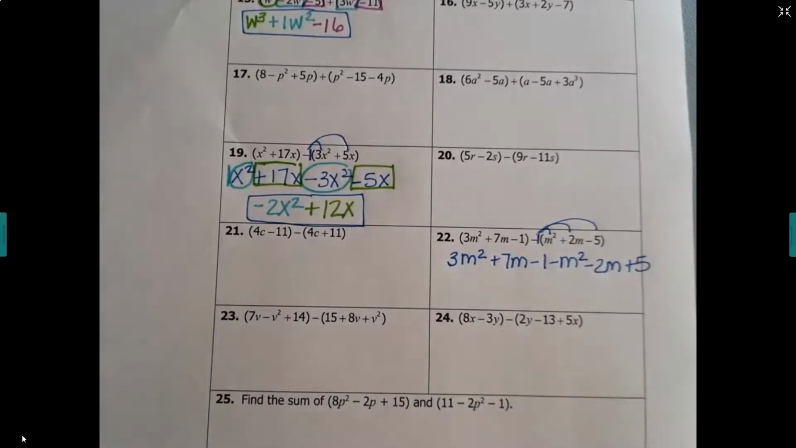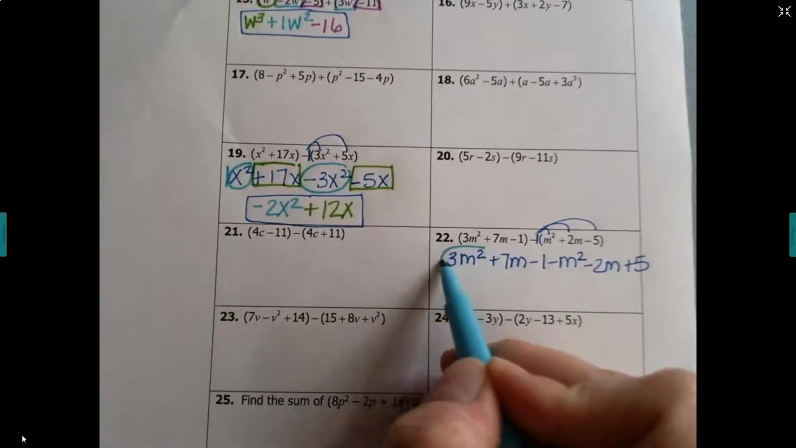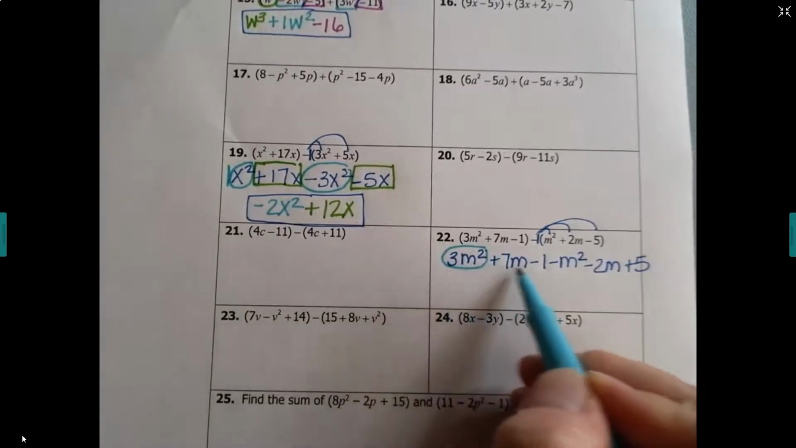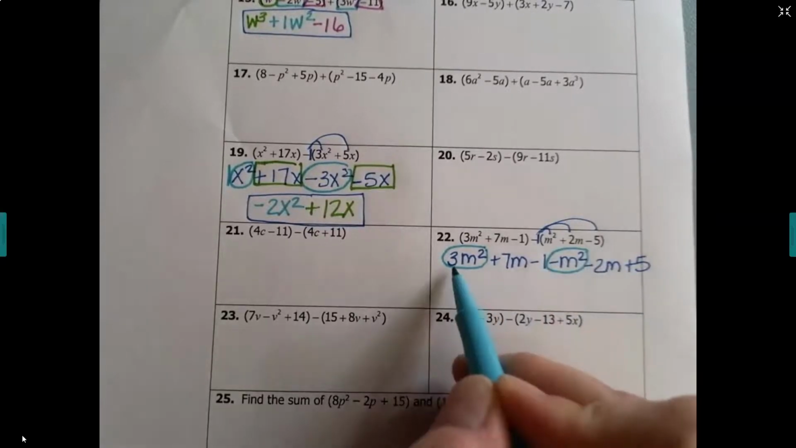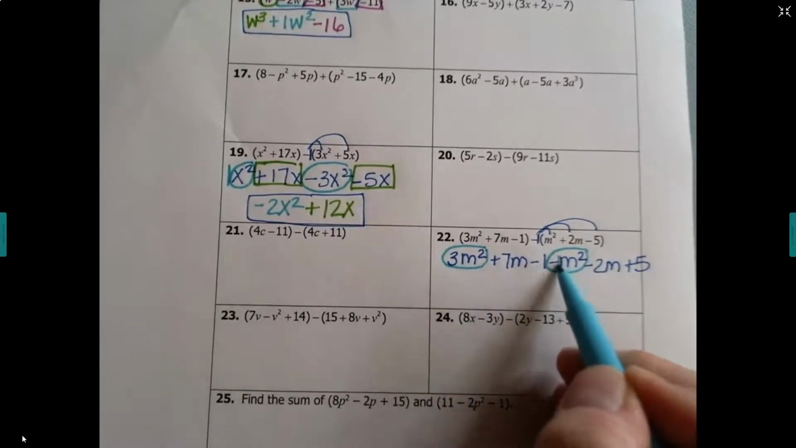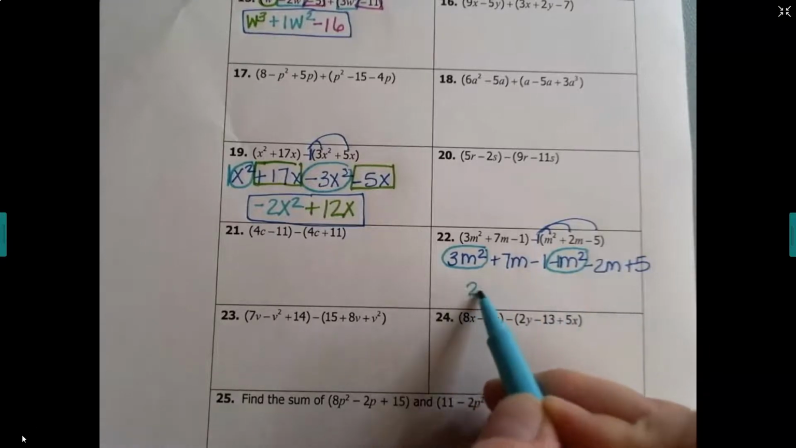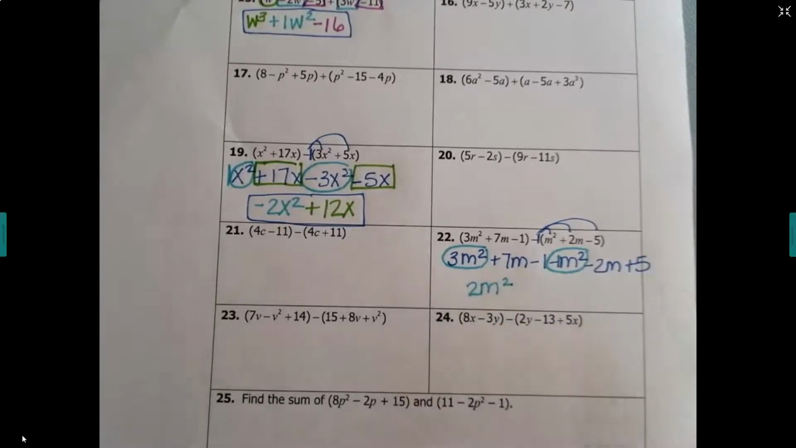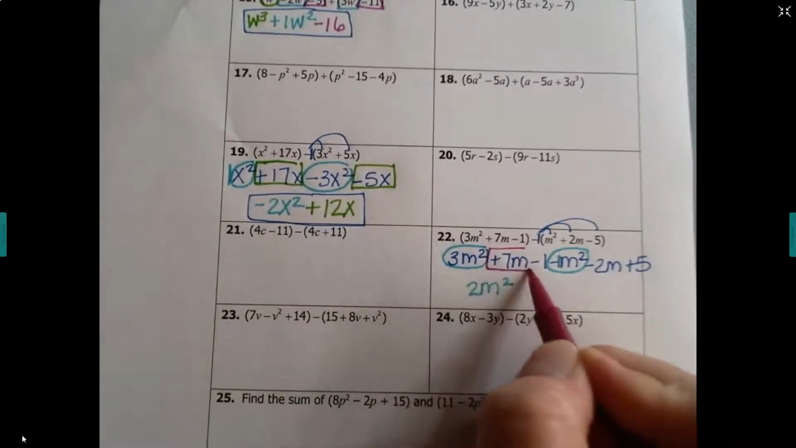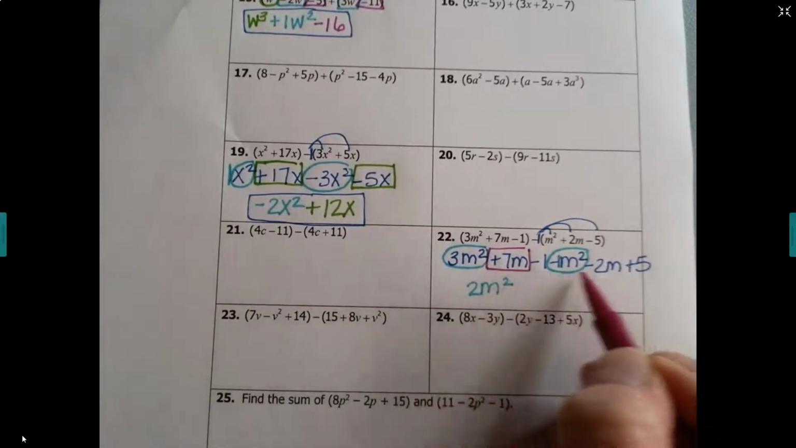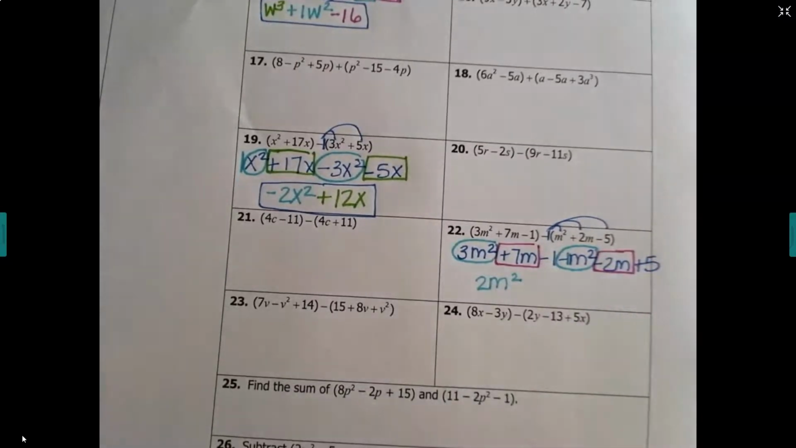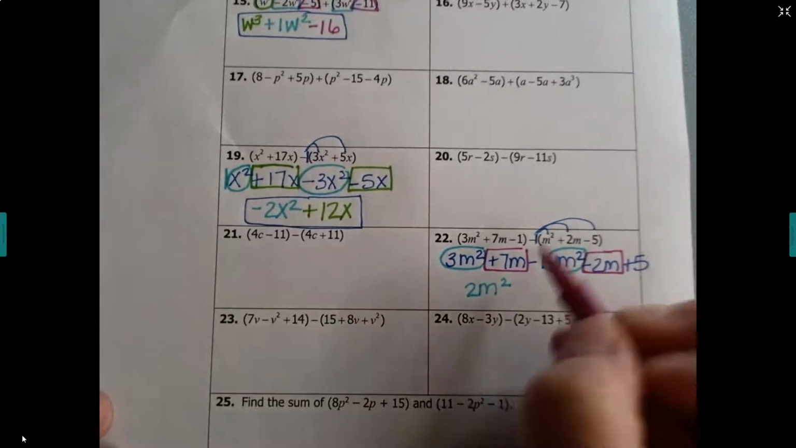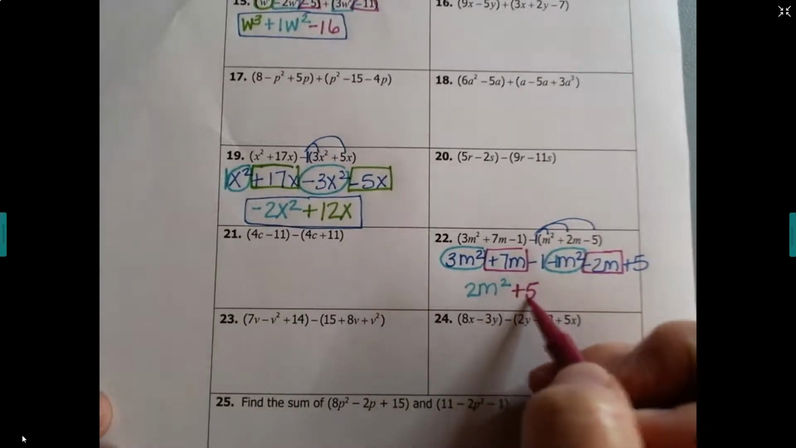Now let's check out what we can combine. I have an m squared. Keep looking until I find all the m squareds. I think those are the only two. So I have 3m squared minus 1m squared. It's going to be 2m squared. All right. I have a single m term. Look for any other single m term right here. All right. 7m minus 2m is a +5m.